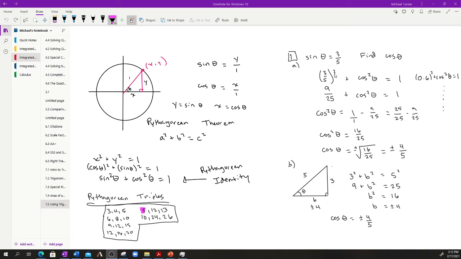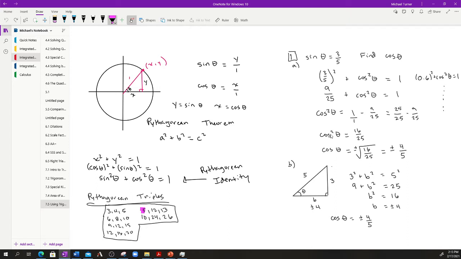Remember that a fraction squared, you square the top, square the bottom, so I get 9 over 25. Then I need to get cosine squared by itself. So I subtract 9 over 25 from 1, do a little bit of algebra here, and I end up with 16 over 25.